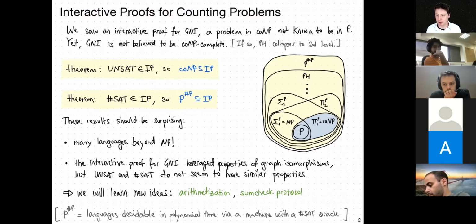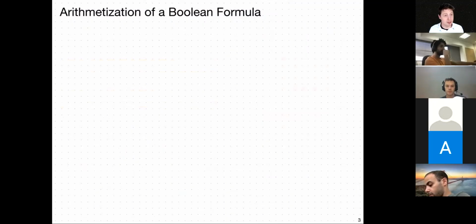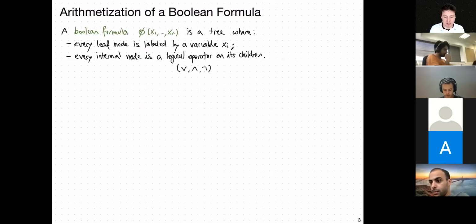Okay, and I do know you've reviewed the definition of interactive proof in the recitation, so that's why we are not doing that here. Great, so let's first talk about arithmetization. Why are we even arithmetizing? This is motivated by the fact that we have good interactive proofs for problems about polynomials. So this motivates the problem of translating questions about Boolean logic to questions about polynomials.